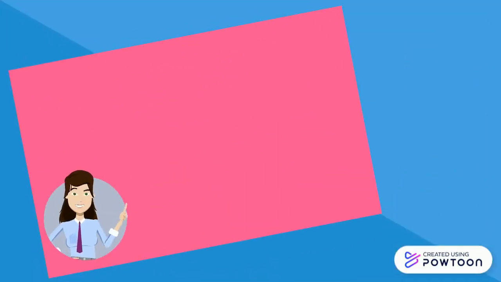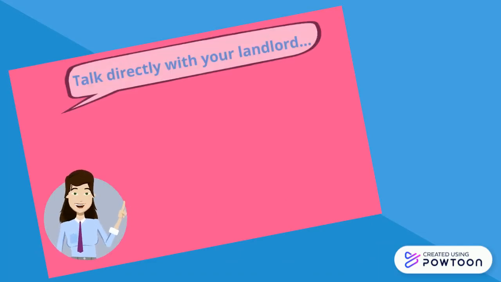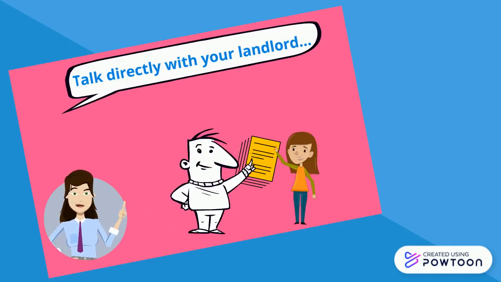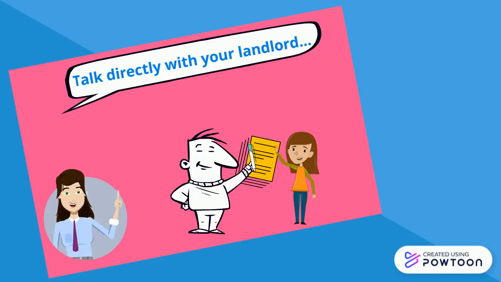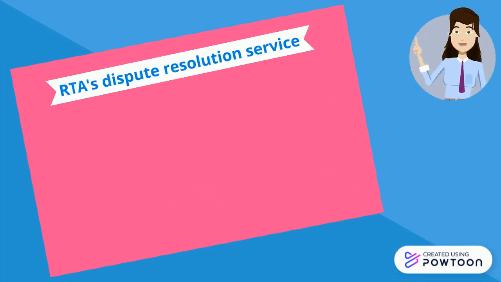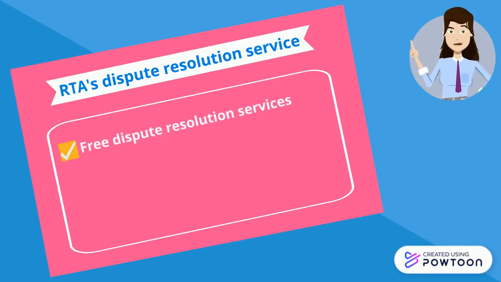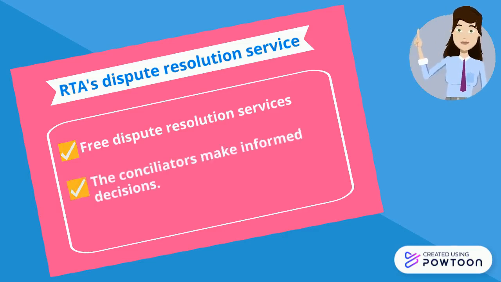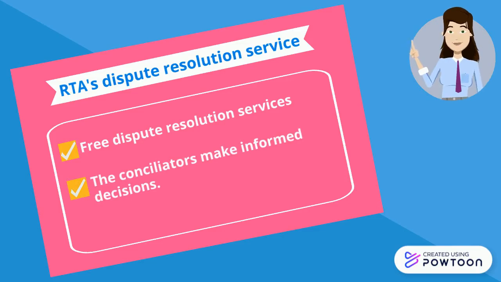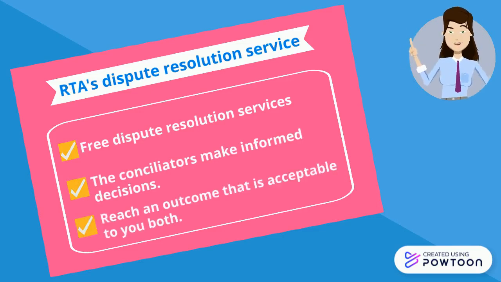Should a dispute arise between you and your landlord, to resolve it, you should firstly talk directly with your landlord. If an agreement can be reached, it is important to avoid further disputes by putting the agreement in writing and have both parties sign it. If no agreement can be reached, RTA provides free dispute resolution services to help people resolve tenancy disputes. The conciliators are impartial. They help you and the other person make informed decisions and reach an outcome that is acceptable to you both.